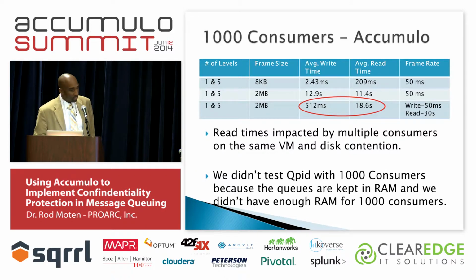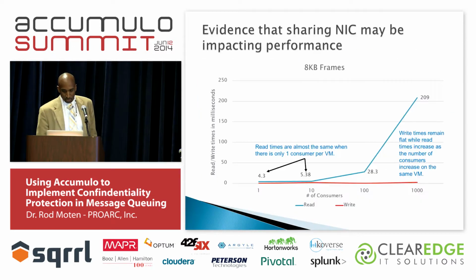If you look at what I circled in red, that's when we did writes at 50 milliseconds, but reads were at 30 seconds. The 30 seconds is just the amount of time that the consumer blocks before it goes and checks to see if there's any data in the buffer. It's only going to block if there's nothing in the buffer. So that's why the read time is not always 30 seconds or above.